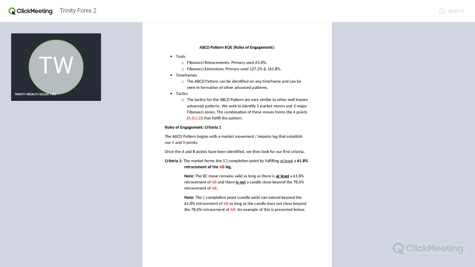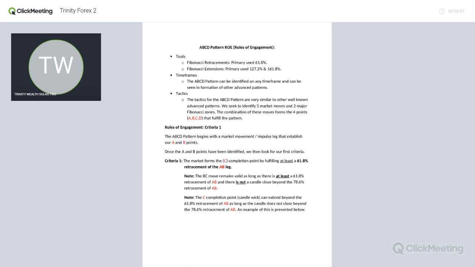All right, and the tools we use in the ABCD pattern, one is Fibonacci retracements. Primarily, we use 61.8, and as I've said before, Fibonacci 61.8 is usually very critical. It's one of the critical ratios. When I see a signal there, I find it's a good opportunity for me to enter a trade. So the other tool we use under the ABCD pattern is Fibonacci extension, 127.2% and 161.8%. Those are the three key ratios we use under the ABCD pattern.